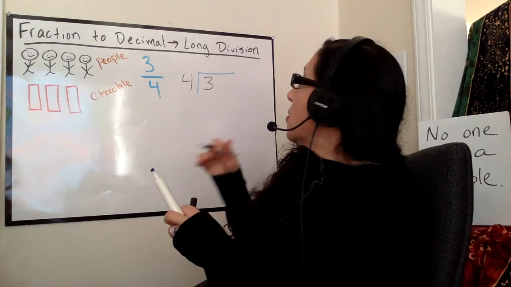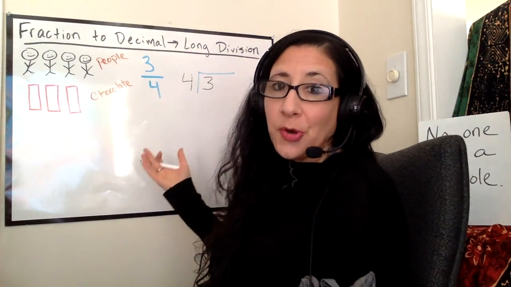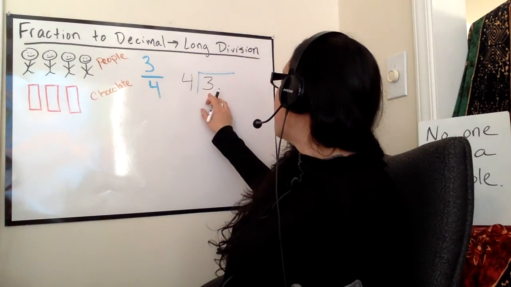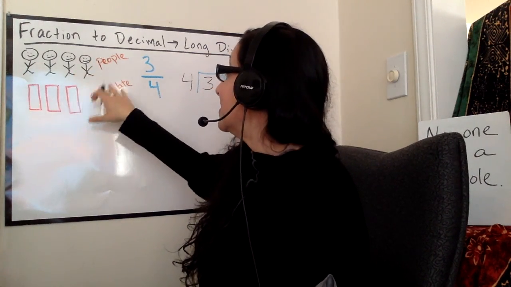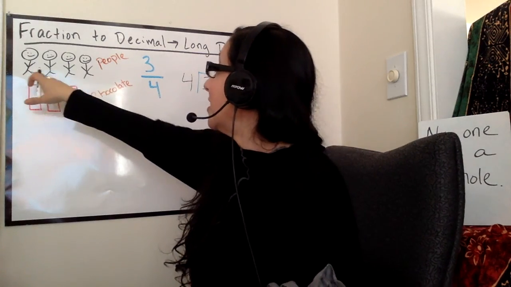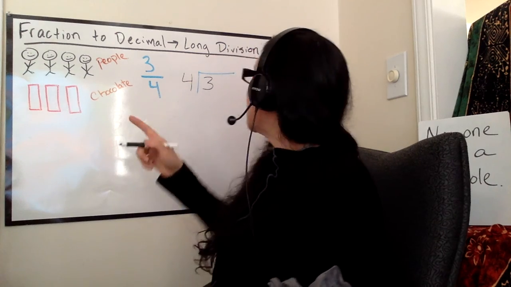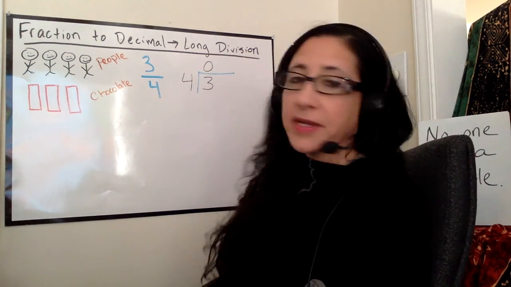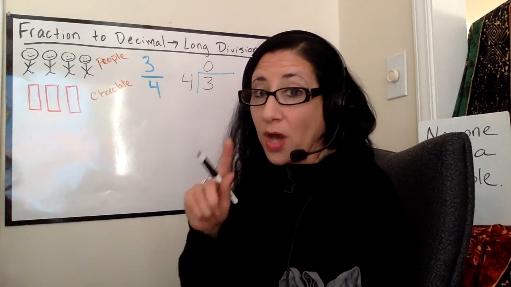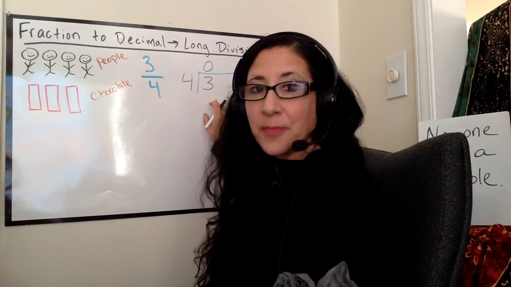The first thing we want to do is say, well, I know that there are no groups of 4 in 3. And representing this situation, I know that each person cannot get one whole bar. So I want to put a 0 on top of the 3. No one's getting one whole chocolate bar. There are no groups of 4 in the number 3.